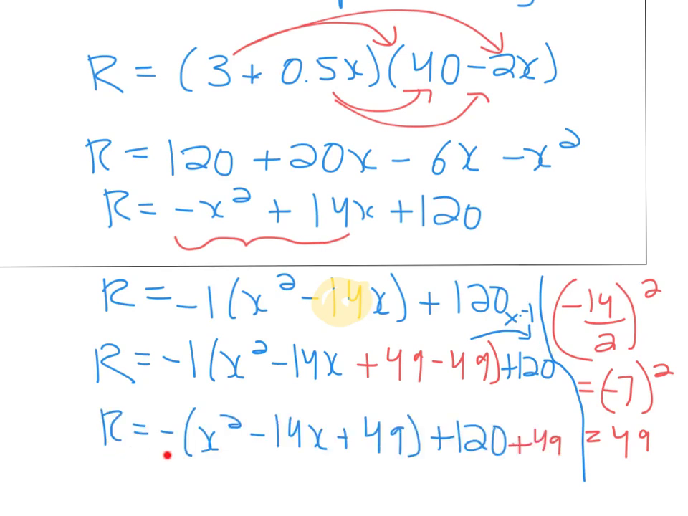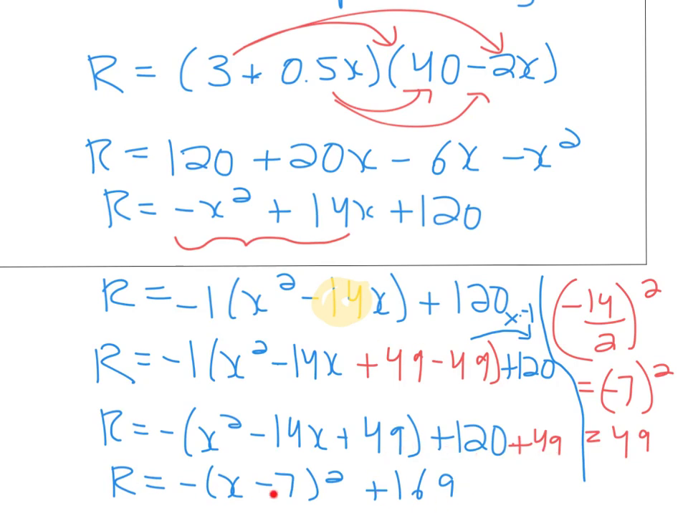and I get r equals negative x squared minus 14x plus 49, which is a simple trinomial, plus 120 plus 49, because negative 49 times negative 1 is positive 49. So now I'm going to factor this perfect square, and I get the revenue equals negative x minus 7 squared plus 169, because negative 7 times negative 7 gives me positive 49, negative 7 minus 7 gives me negative 14, and 120 plus 49 gives me 169.